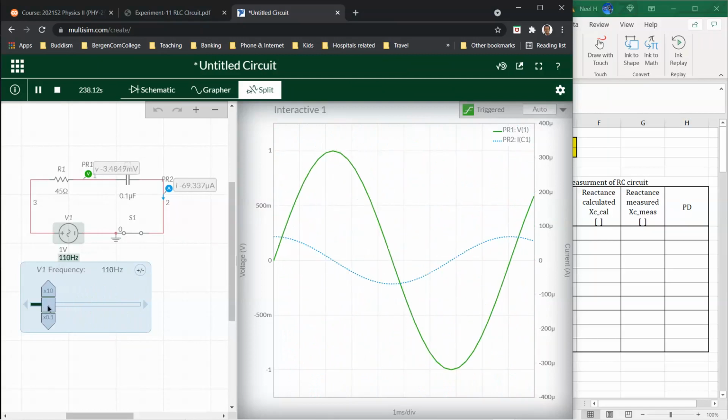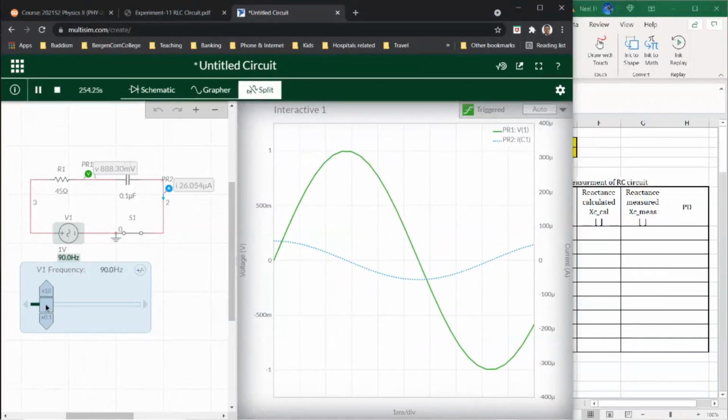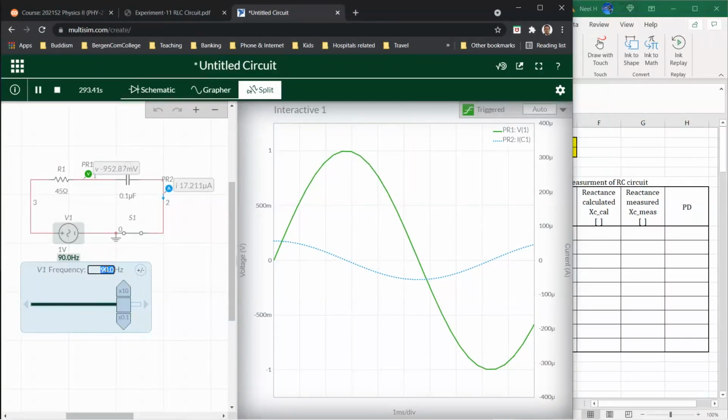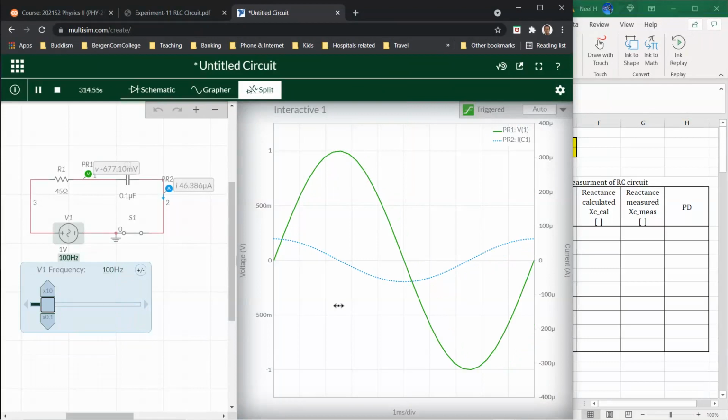So we can start with a low frequency value, even 100, I think. The exact number doesn't matter. So we'll start at about 100 and then we can increase slowly. Any questions?